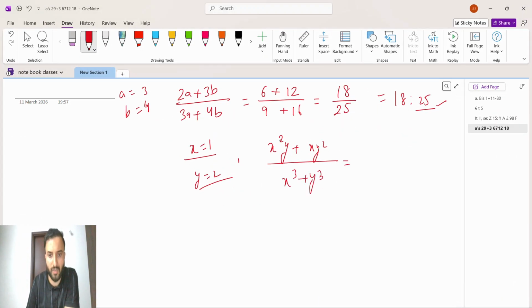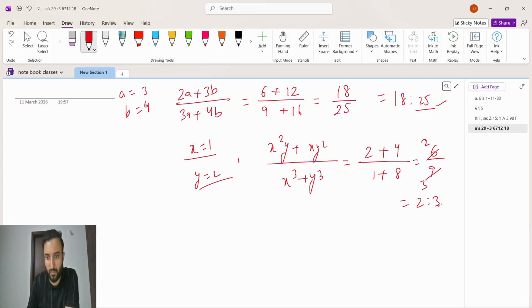Substitute. X is 1, 1 square is 1, 1 into y is 2, 1 into 2 is 2. Plus x is 1, y square means 2 square is 4, 4 times 1 is 4. 1 cube is 1, plus 2 cube, 2 cube is 8. So 4 plus 2, 6, by 8 plus 1, 9. It will get cancelled. 2 times 3 is 6, 3 times 3 is 9. So 2 is to 3. Yes, 2 is to 3 is the correct answer.